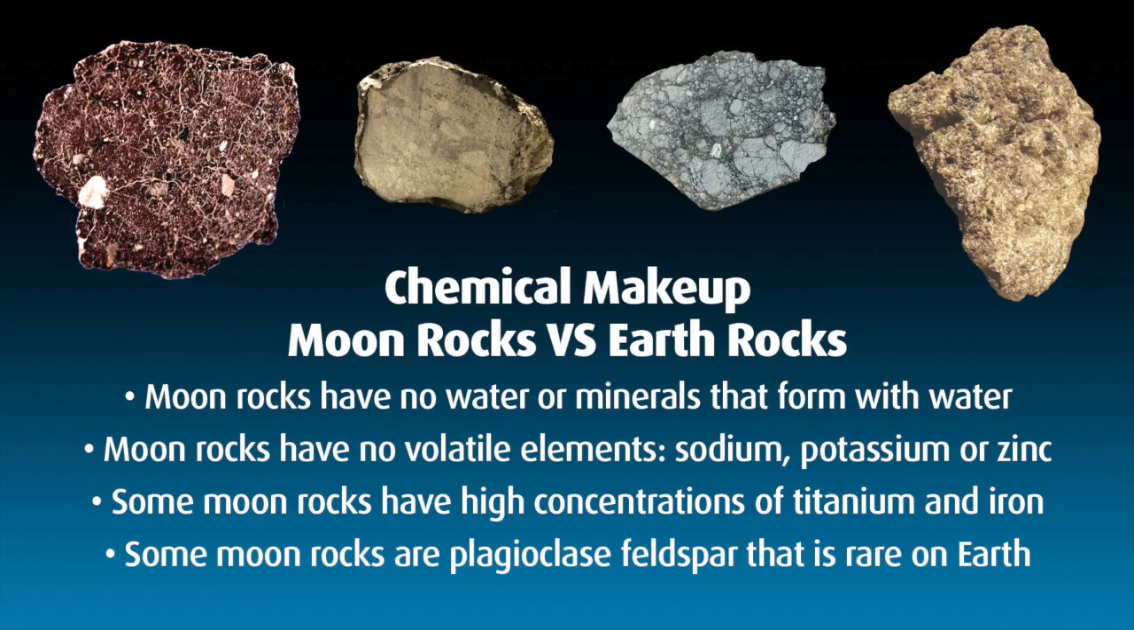And the moon rocks have no volatile elements such as sodium, potassium, or zinc, which are found on Earth rocks. And some moon rocks have high concentrations of titanium and iron, which is not the usual thing on Earth. And some moon rocks are plagioclase feldspar, that is rare on Earth.